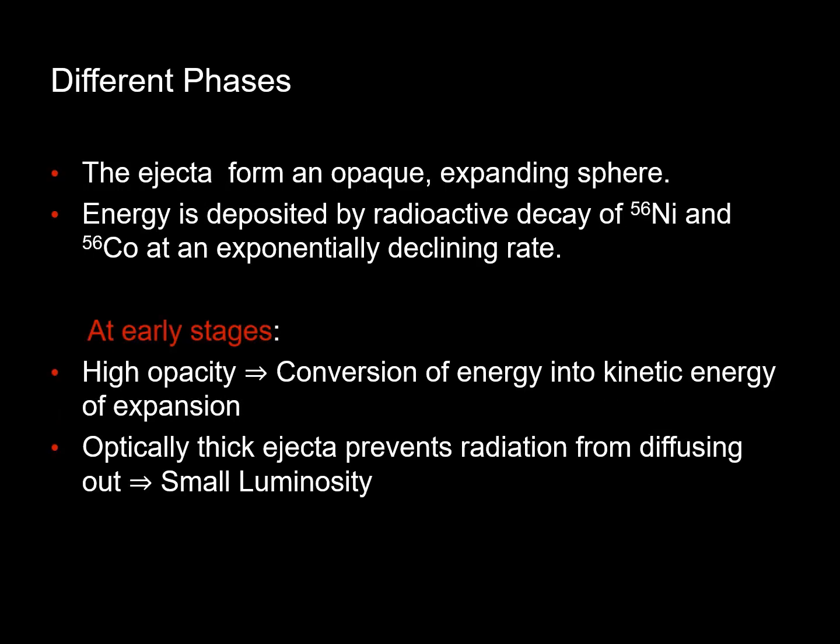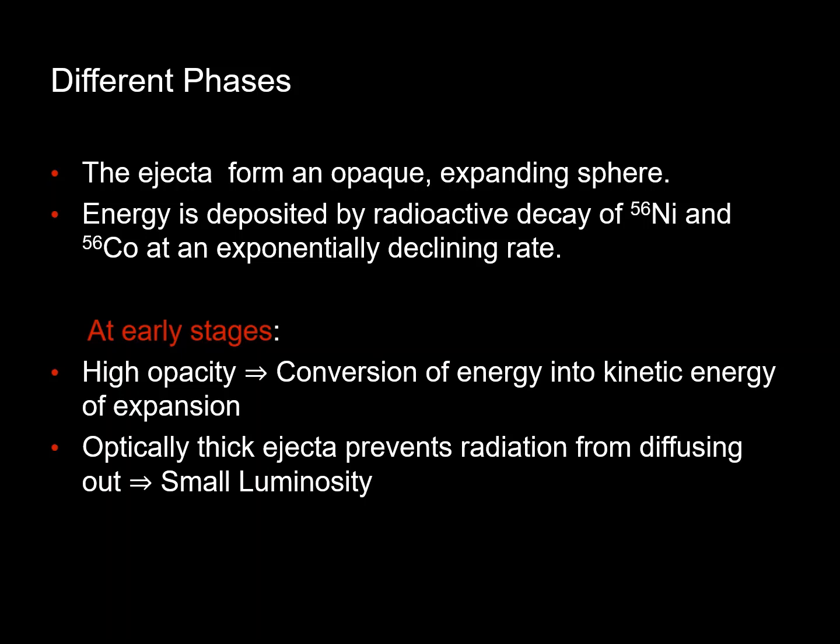So let's discuss the different phases of luminosity of the supernova light curve and the physics behind this. When the supernova explosion happens, the ejecta form a completely opaque expanding sphere, and there is also radioactive decay happening of nickel and cobalt. The half-life for the nickel decay is 6 days and that for cobalt is almost 77 days.